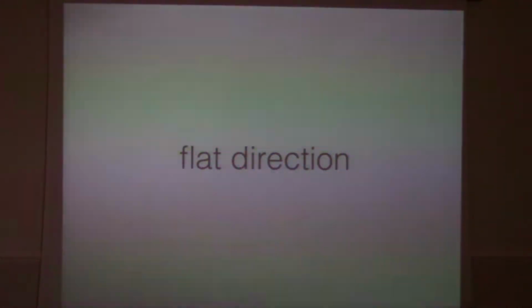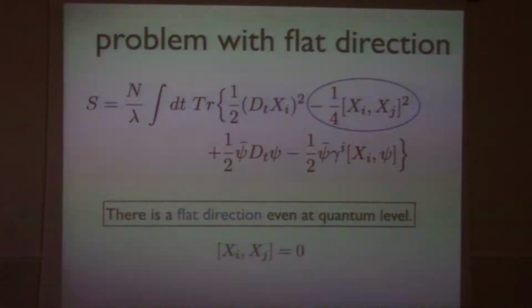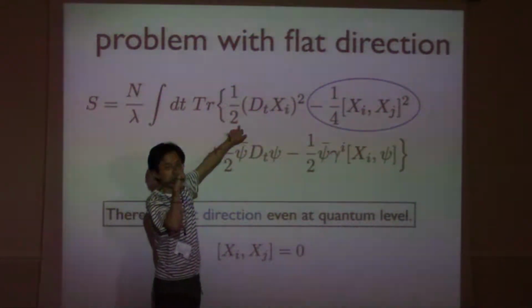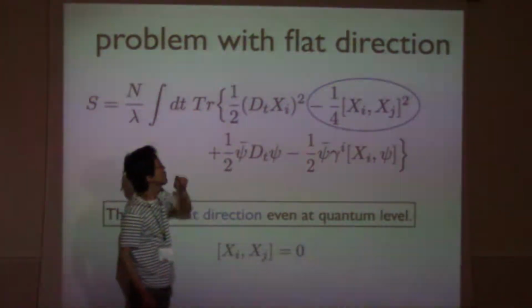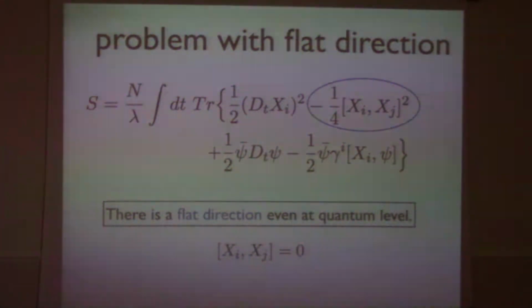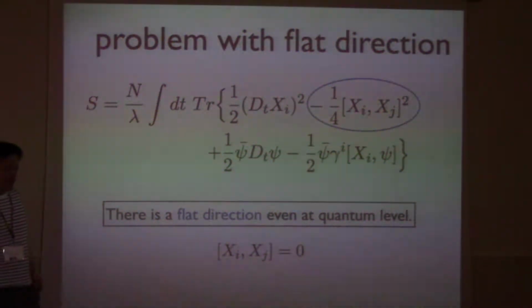And I already explained this by using a stupid joke line, but let me repeat. So this theory has a so-called flat direction problem. You can see this part is the kinetic term, this part is the potential term, and the potential is a commutator squared. So if matrices xi and xj commute, then the potential is just 0, and that is the classical flat direction. Sometimes in quantum theory, the classical flat direction is lifted, but in this theory, because of supersymmetry, the flat direction survives at the quantum level.